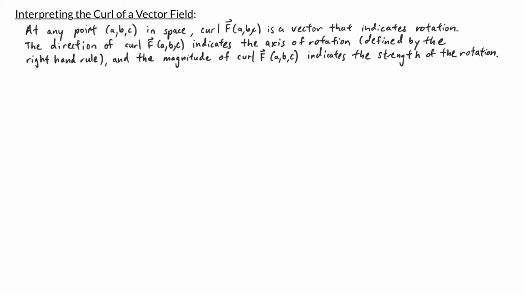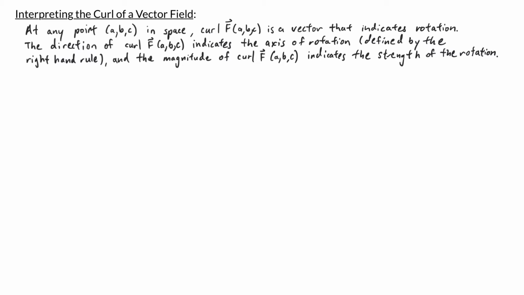The curl of a vector field measures rotation in some sense. At any point a, b, c in space, the curl of f at a, b, c is a vector that indicates rotation. The direction of the curl indicates the axis of rotation, defined by the right-hand rule, and the magnitude of the curl indicates the strength of the rotation.